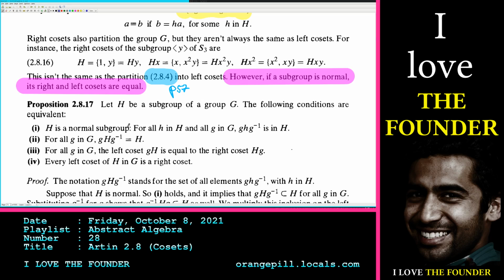Okay, proposition. This is going to be a really important proposition. You can already tell, so let's put a big star next to it for important. Let H be a subgroup of a group G. The following conditions are equivalent. H is a normal subgroup.